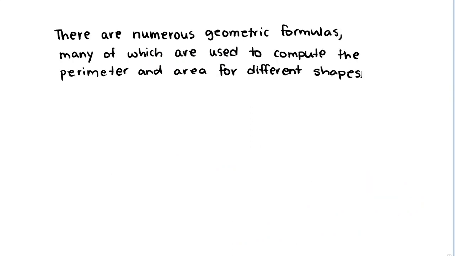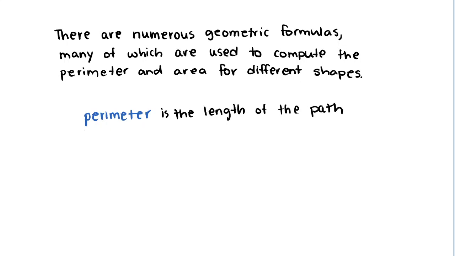So there are numerous geometric formulas out there, and many of these are used to compute the perimeter and the area for different kinds of shapes. And so here, let's remind ourselves what perimeter and area mean. The perimeter of some shape is the length of the path that outlines the shape.